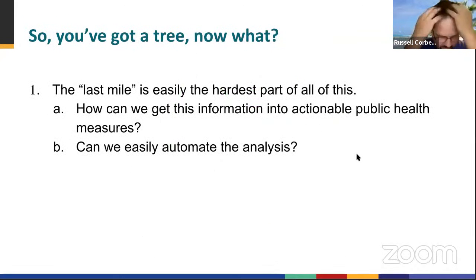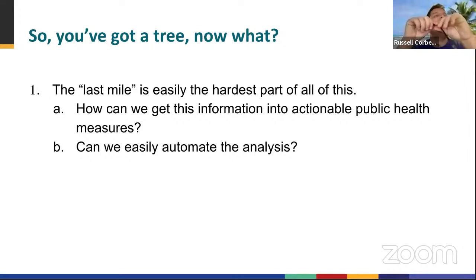All right, so I titled this slide with probably the first question I would get from people, which is, so you've got a tree, now what? What's going on here is the last mile, as we like to call it in the field. It's the hardest part of this. What that basically means is, how do I go from taking genomic epidemiology and getting it into the hands of public health officers such that they can take meaningful action based on this information? I think that has been maybe the hardest, most crucial part of the pandemic, and it's something we've made the least progress on, right?